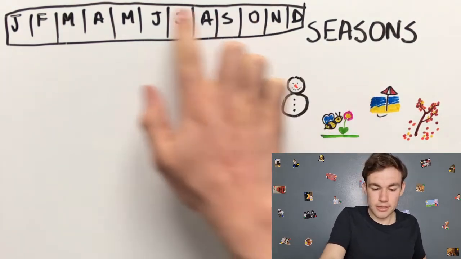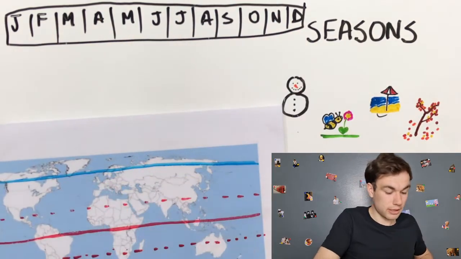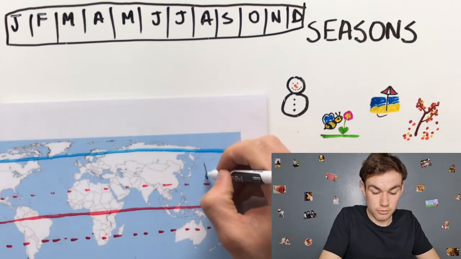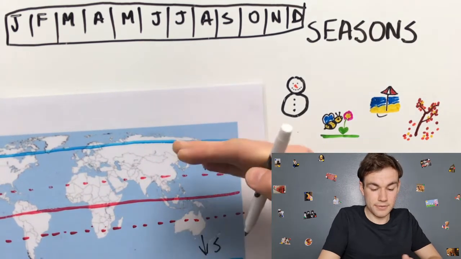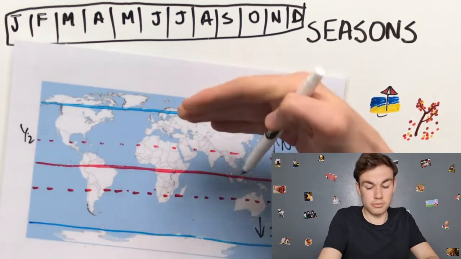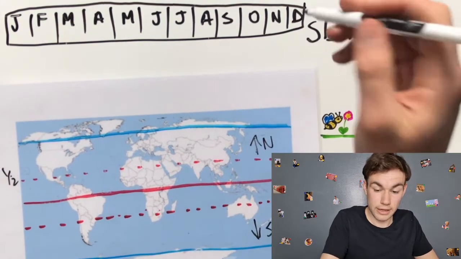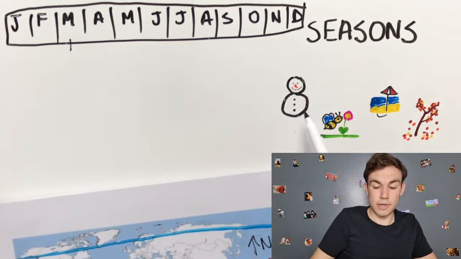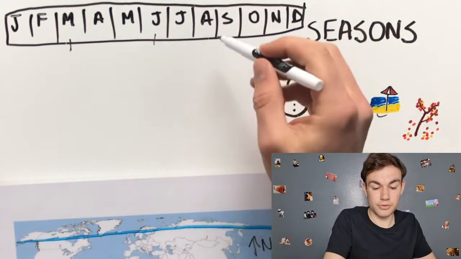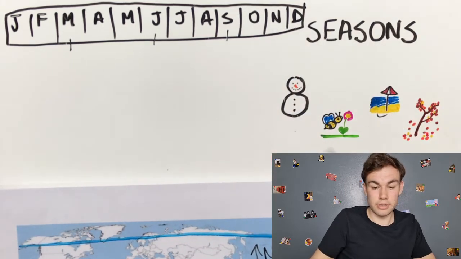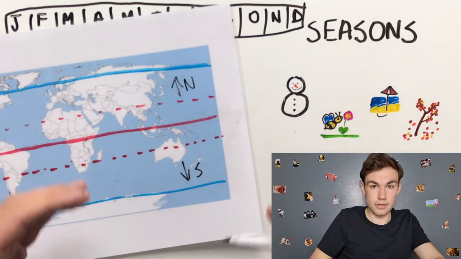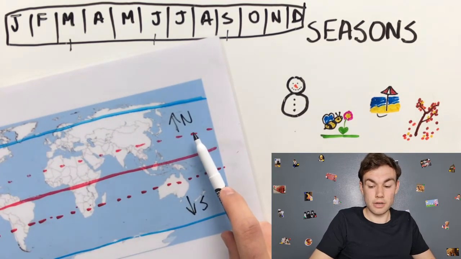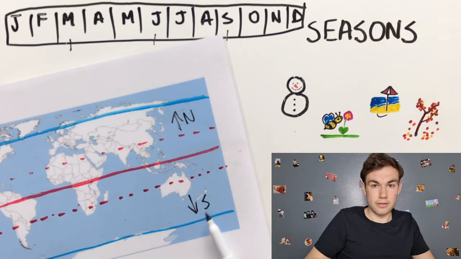Okay, so these are the 12 months, and this is the equator, which splits the northern and the southern halves of the world. In the Northern Hemisphere, December through to about halfway through March is winter, and about halfway through June to about halfway through September is summer. In the Southern Hemisphere, it is switched, the opposite way. So when it is winter in the Northern Hemisphere, it is, of course, summer in the Southern Hemisphere.